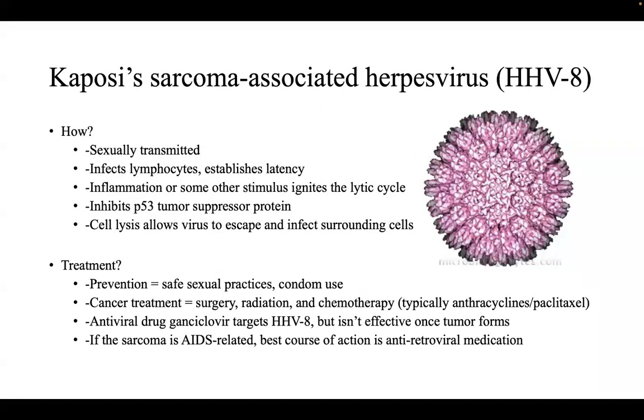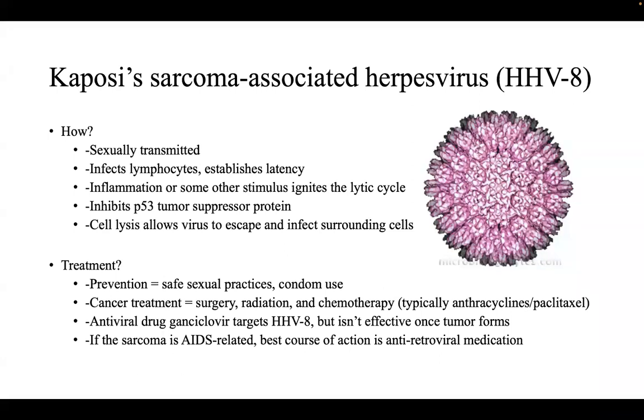So it's sexually transmitted, it infects the lymphocytes and establishes latency. It inhibits the p53 tumor suppressor protein, so that is its oncogenic potential. And cell lysis allows it to escape and infect surrounding cells.